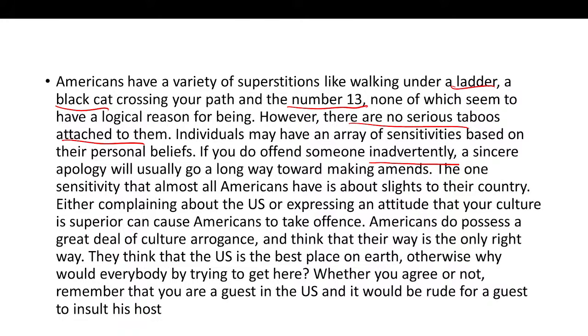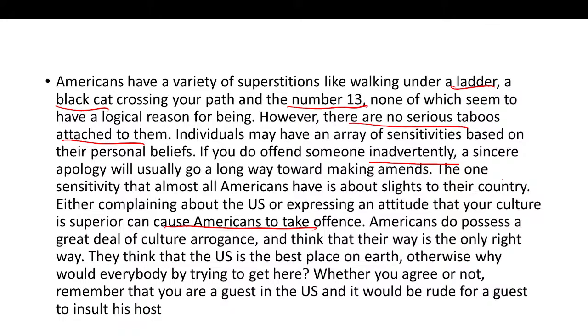So the one sensitivity that almost all Americans have is about slights to their country. Either complaining about the US or expressing an attitude that your culture is superior can cause Americans to take offense. If you show some attitude in front of them, they will not accept it. They will take it as an offense.